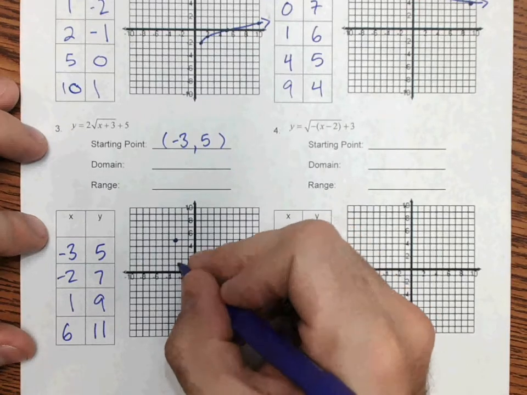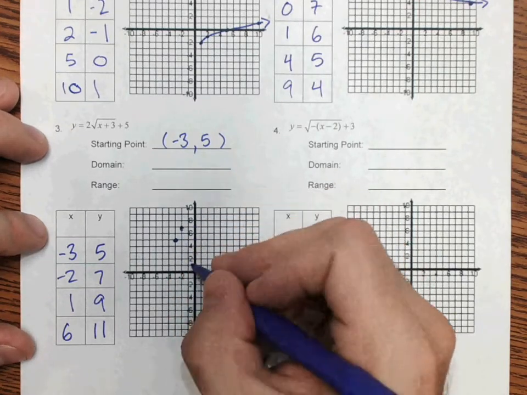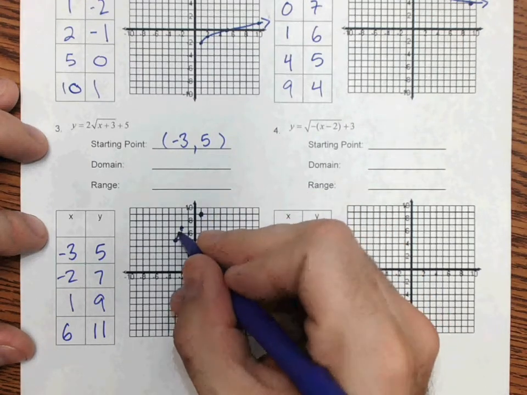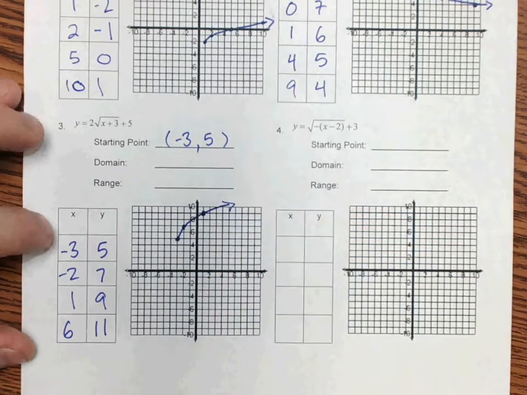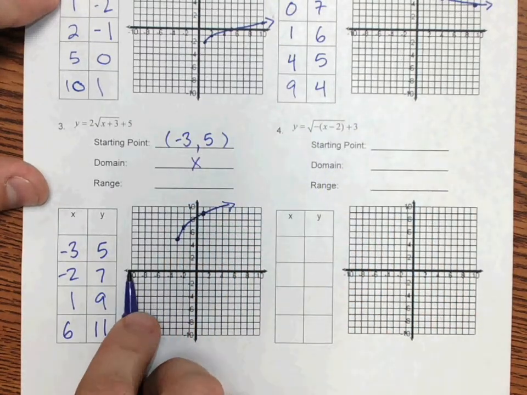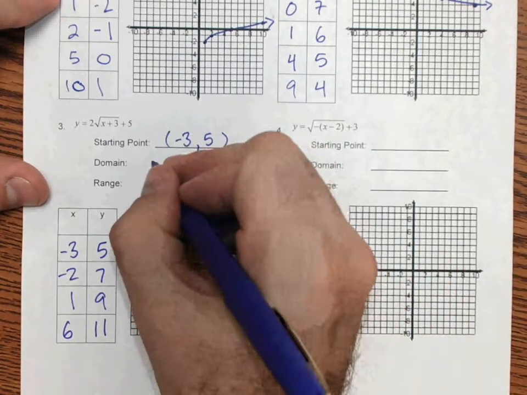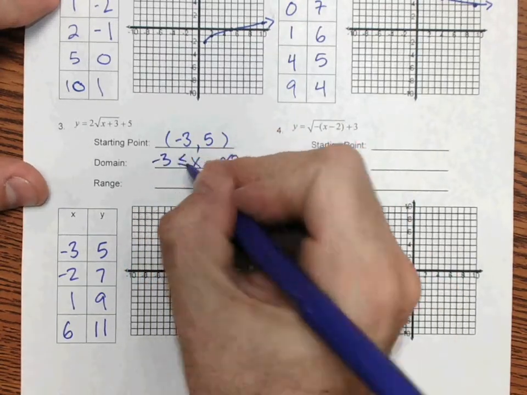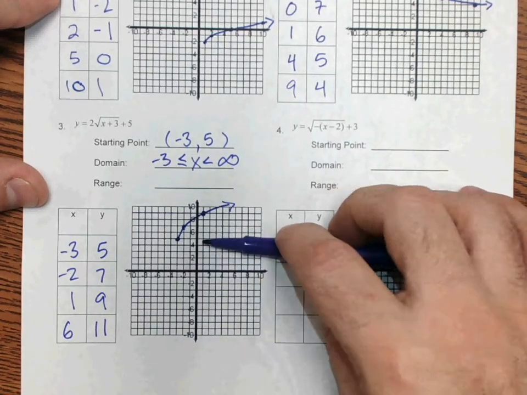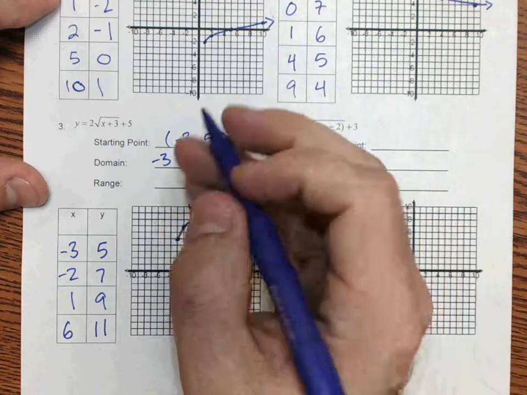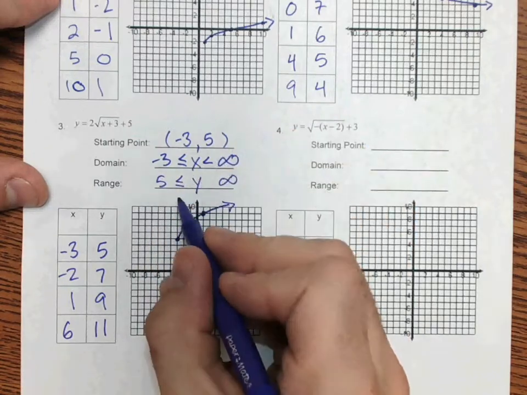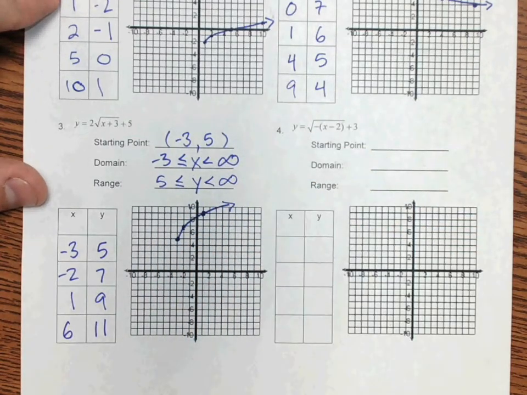Positive 1, positive 9, like that. So my graph is going to go up and off the graph like that somehow. Now, for my domain, again, x's, we're going to go from left to right. The graph begins at negative 3, ends at infinity. For my y's, we're going to start at the bottom, and the graph begins at positive 5 and goes off towards infinity there. Less than or equal to on the number side, less than on the infinity side.